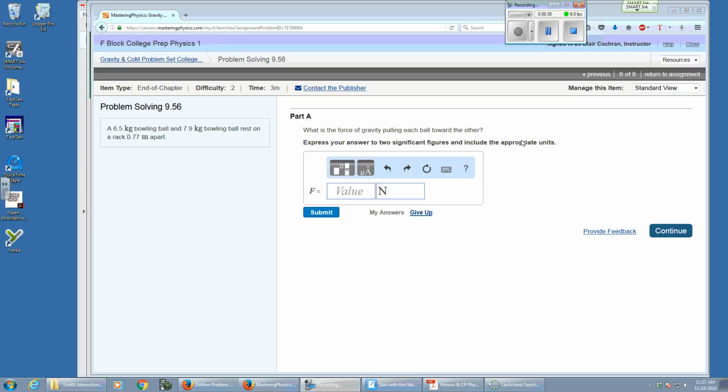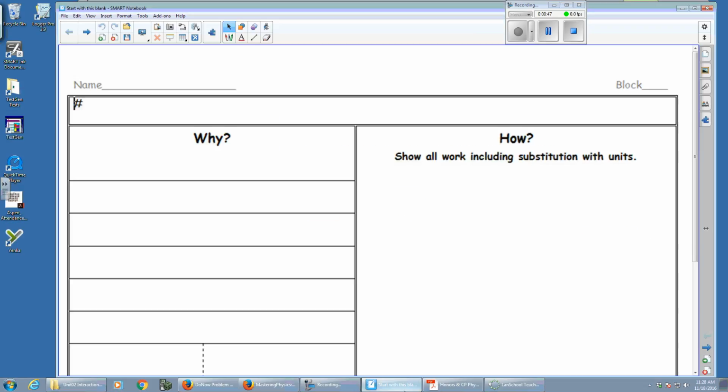All right, so we've got these 2 bowling balls, and they rest on a rack, and they're 0.77 meters apart. What is the force of gravity pulling each ball towards the other? All righty, let's do it. So that's number 8. What are some things I should have in my Y?